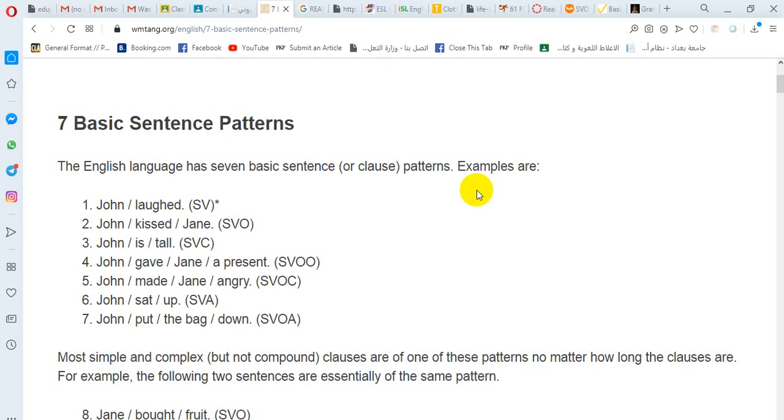Hello everyone, and welcome to the new semester where I'm going to teach you reading and writing comprehension. Today is the first lesson on writing, and I'm going to teach you the 7 basic sentence patterns.